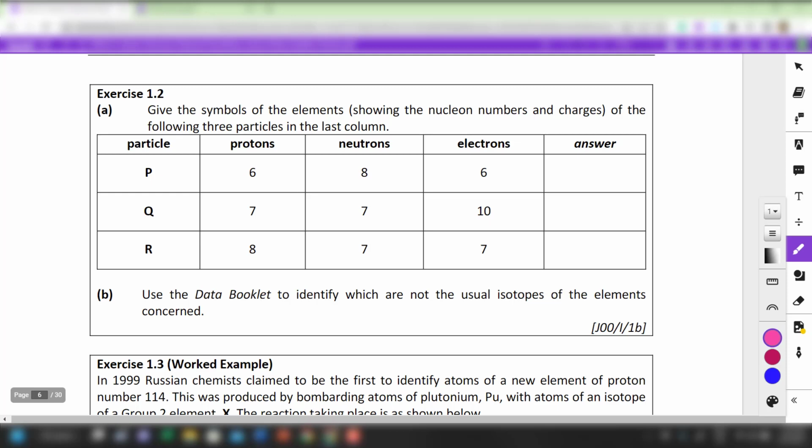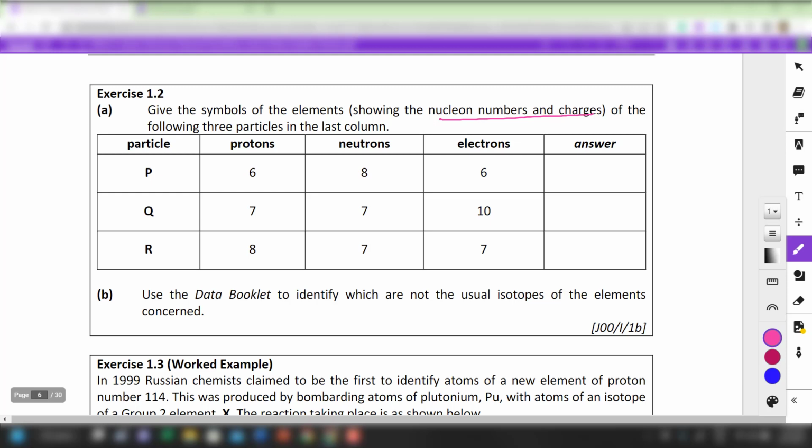Again we have particles P, Q, and R. The question is: give the symbols of the element showing the nucleon number and charges of the following 3 particles in the last column. You notice that there is no charge written on them. The particle can mean simply an atom, it can mean a cation or an anion. A cation is a positively charged species.